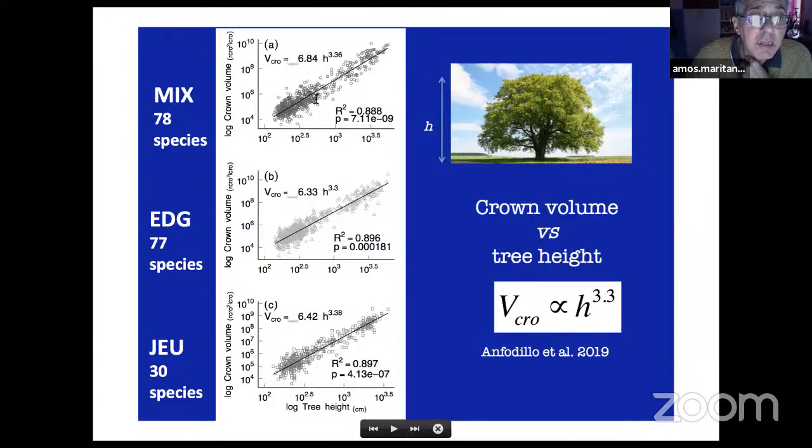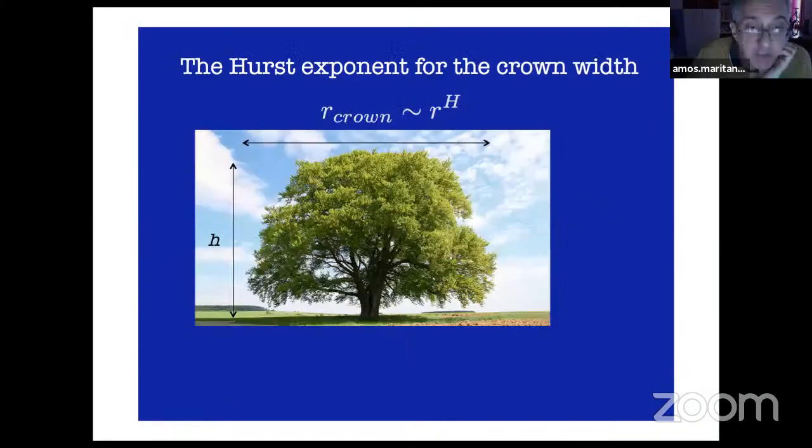What you see is that the crown volume grows approximately like the cube of the height of the tree. So you might expect that it is more or less a very compact cube or spherical object, but this is not true. I need another slide. You can define an exponent that says how the crown radius scales with the height of the tree.